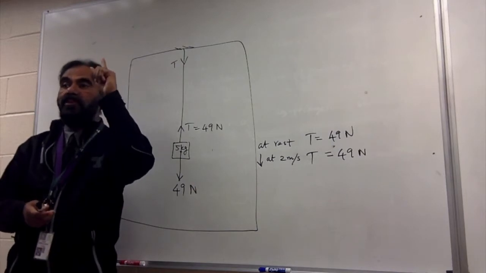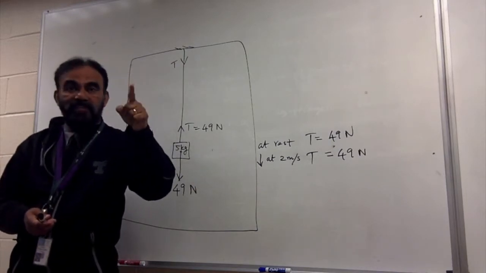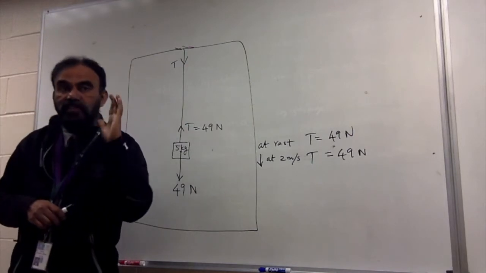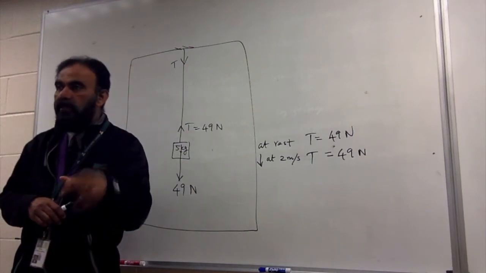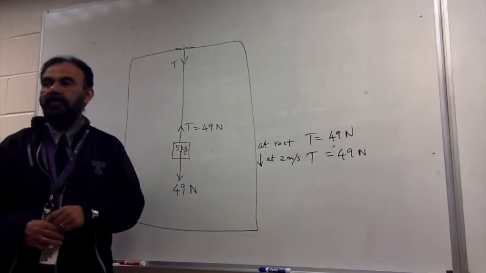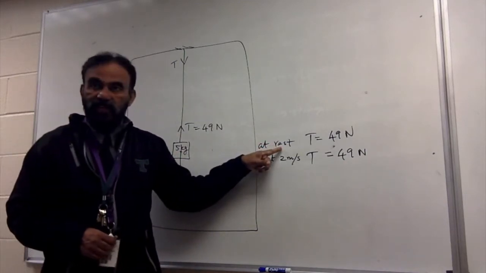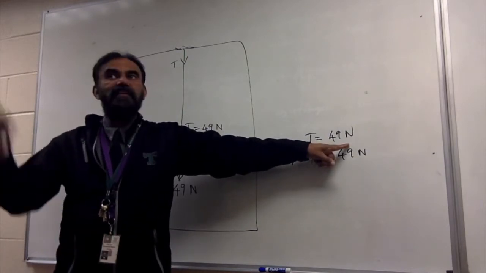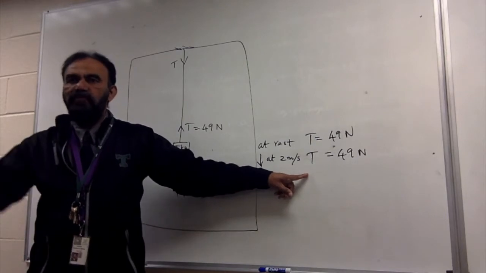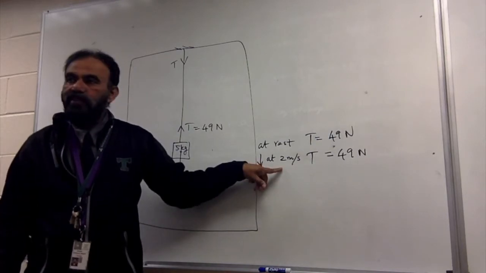Again, Newton's first law says what? If an object is at rest, the net force should be 0. If an object is moving at a constant velocity, the net force should be 0. That's the conclusion. The first law is coming in to help you here. So you see, when it is at rest, tension is 49. Why? The net force is 0. What if it's moving down at 2 meters per second? It should be net force 0 once again because it's going at a constant velocity.